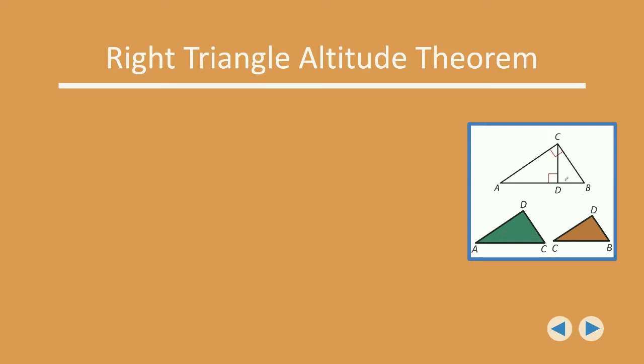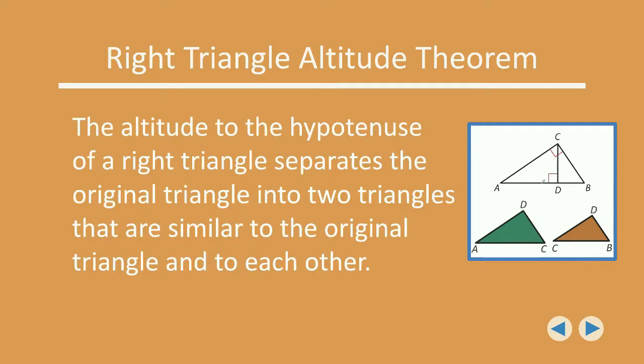And then the right angle is congruent to the right angle. So those three triangles end up being similar. That's the first thing that we learn here, the right triangle altitude theorem. The altitude to the hypotenuse of a right triangle separates the original triangle into two triangles that are similar to the original, and similar to each other. So that's the first theorem. And this is the theorem that we use to prove the other two theorems.